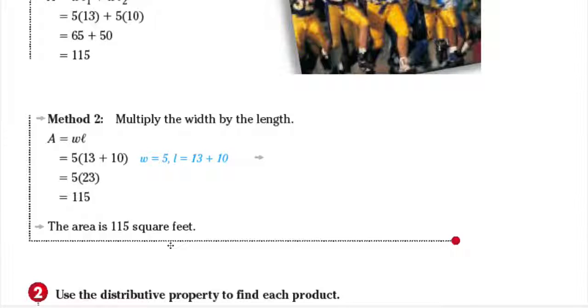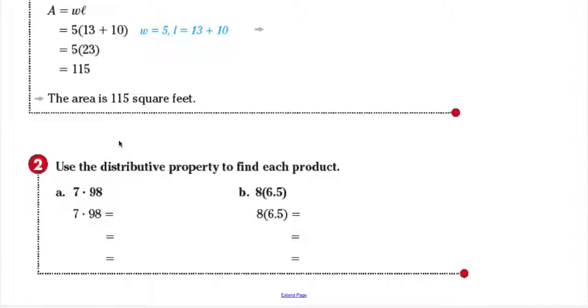Okay, let's take a look at example number 2. Use the distributive property to find each product. 7 times 98. This is very useful when you are trying to solve this mentally. 98 is the same as 100 minus 2. So 7 times 100 minus 2, using the distributive property where you distribute 7 to 100 and 7 to negative 2. You now have 700 minus 14, or simply 686.